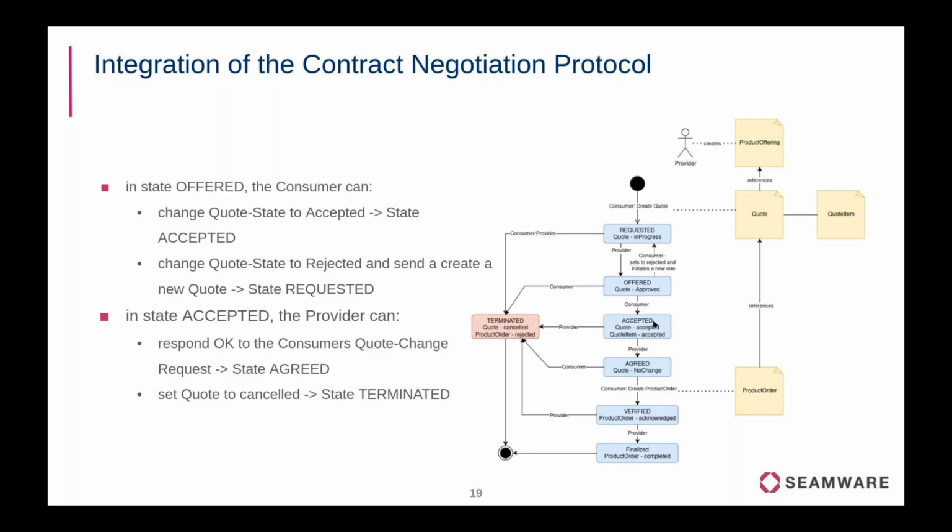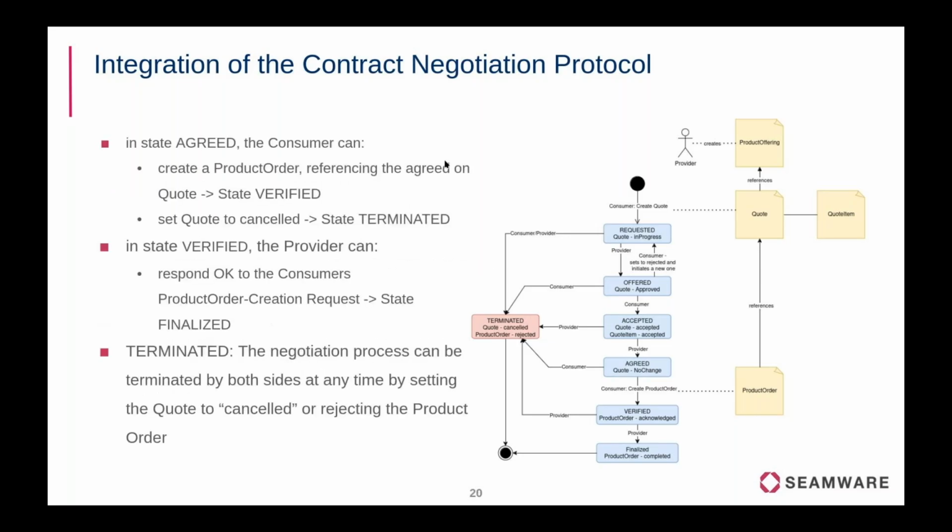If we're in state accepted, the provider now will, most of the time, just check again that the quote the consumer accepted is essentially the one that he also offered. Then he will change to agreed, or he will cancel it and go to terminated. When we are in state agreed, we now have our quote that both of them are fine with.